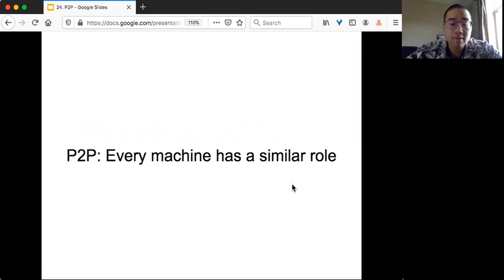The concept of P2P is actually very simple. Roughly speaking, every machine in the system has a similar role. No one is more important than the others, and no one should have a significantly higher workload than the others.